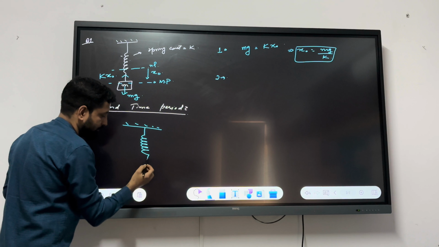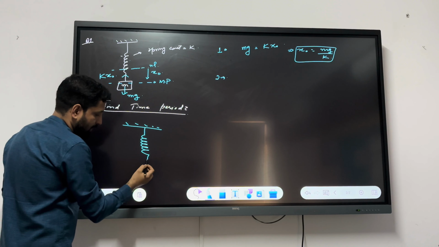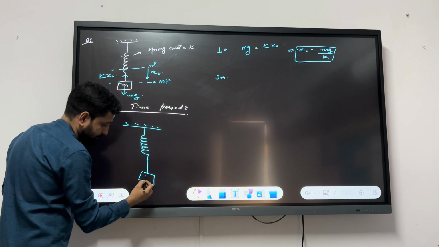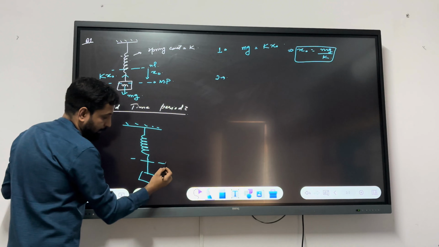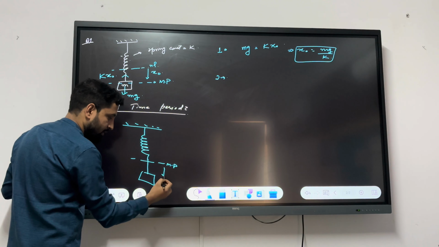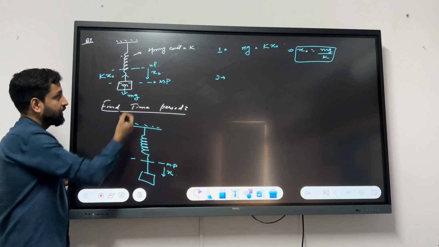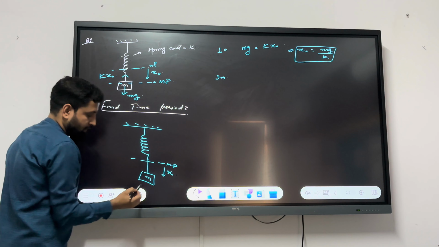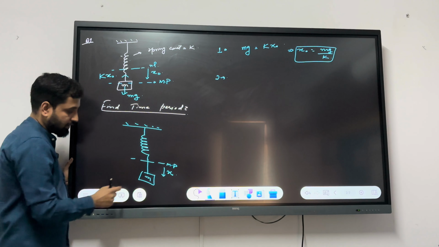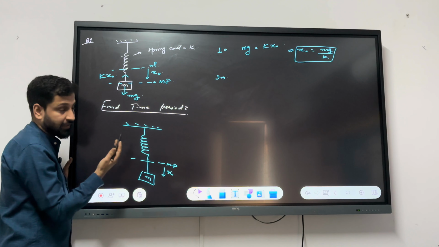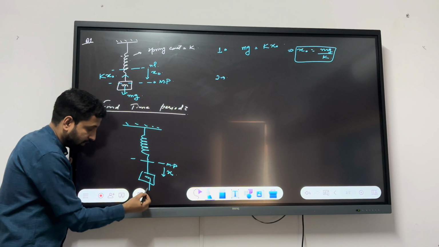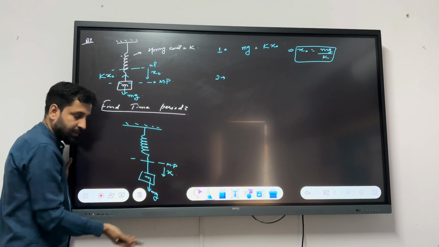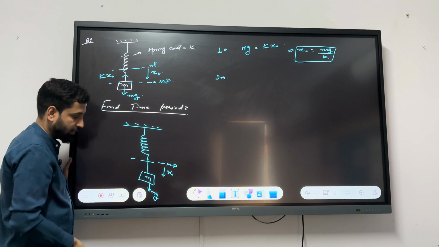We are displacing this mass through some x from its mean position. This is the mean position, and now we are displacing it again by some x. Now what is the force here? Second step, we have to find the net force. Here downward is mg. It's again mg because its mass and weight will be constant.